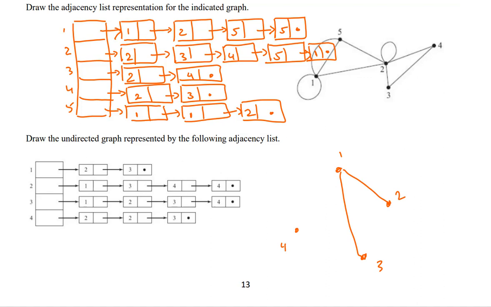So 1 is connected with the 2 and 3. 2 is connected with 1, 3, 4, and 4 again. So here 2 4s. 3 connected with the 1, 2, with 3, that means there is a loop, and with 4. And 4 is connected with 2, 2 again, and then 3. And this is the graph that represents this adjacency list.